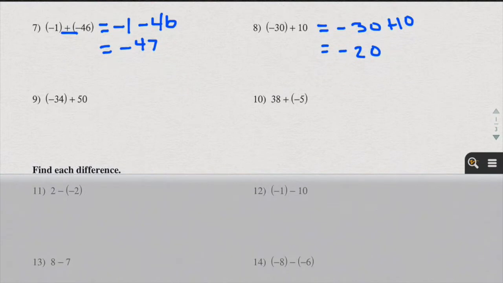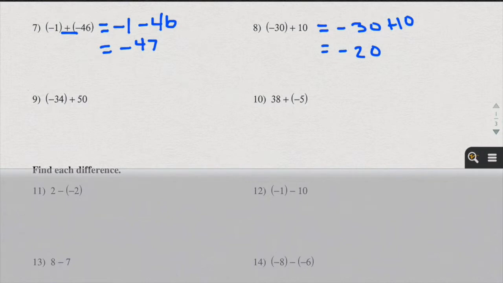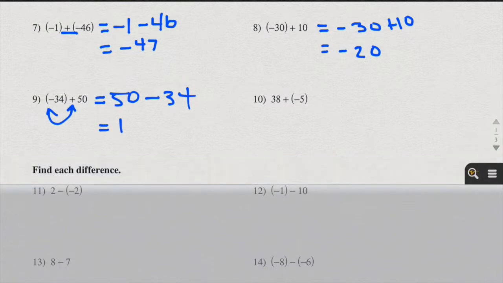Okay, number 9. -34 plus 50. Let me actually do a different method on this one that maybe makes a little bit of sense. You can actually move and switch these numbers as long as you take the signs with it. So what I mean by that is you can swap the plus 50 and the minus 34 as long as you keep the signs with it. So this ends up becoming 50, and then we're moving that -34, and what you end up with is 50 minus 34, which ends up equaling 16.